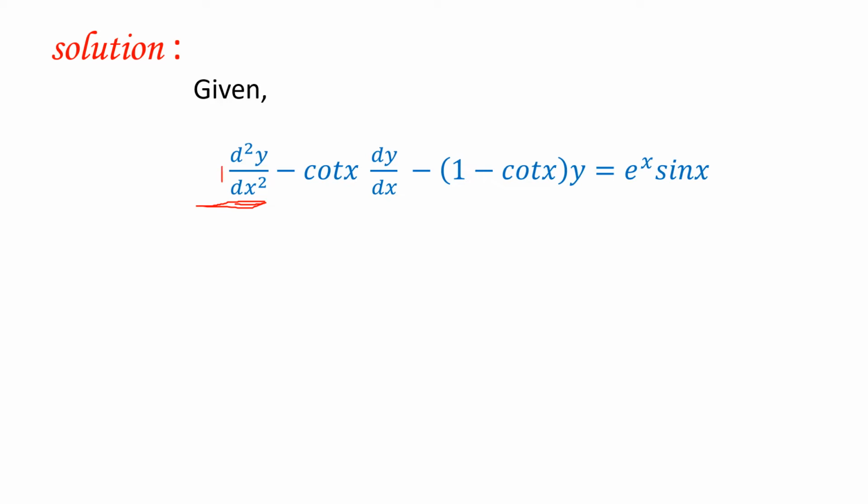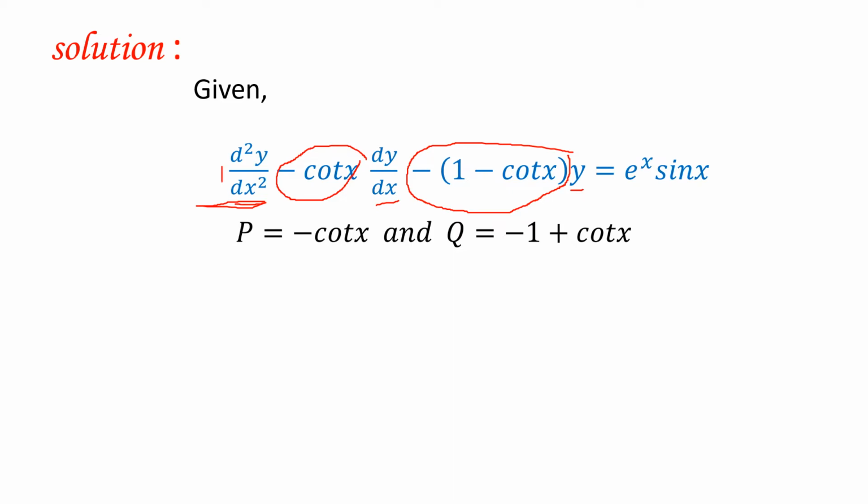Okay, next step is we have to identify what is p. What is p? p is nothing but coefficient of dy by dx. And what is q? q is coefficient of y. So this is the value of q. We should consider including this sign. Therefore, p is equal to minus cot x and q is equal to, so if you multiply by minus, you get minus 1 plus cot x. So if we observe p and q, if we add p and q, minus cot x and plus cot x get cancelled and remaining is minus 1. If we add plus 1 to this minus 1, we get 0.